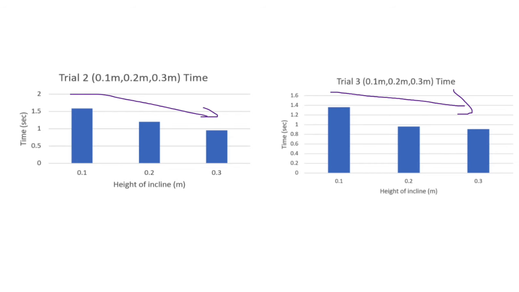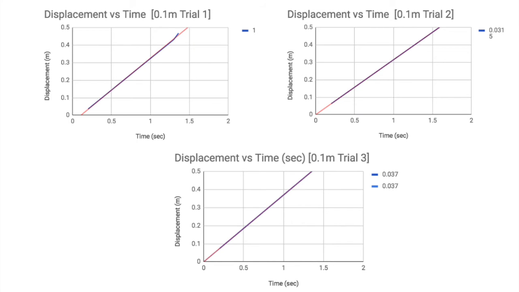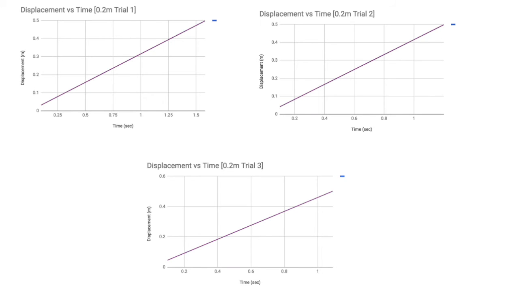For trial 2 and 3, the results matched the hypothesis as 0.1 meter height resulted in longer time to reach the end of the half pipe than 0.2 and 0.3 meters. We calculated the displacement by using the displacement formula. The 0.1, 0.2, and 0.3 meter graphs show that displacement increases as time increases, which can be seen in the increasing linear relationship on the graphs.